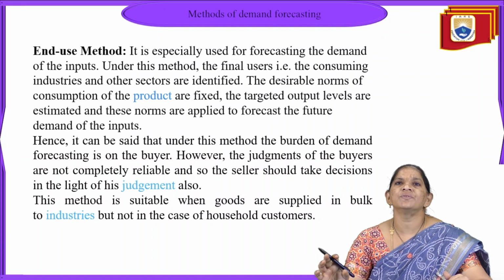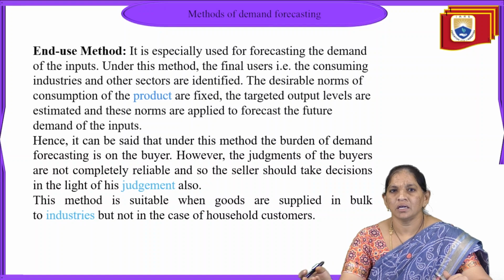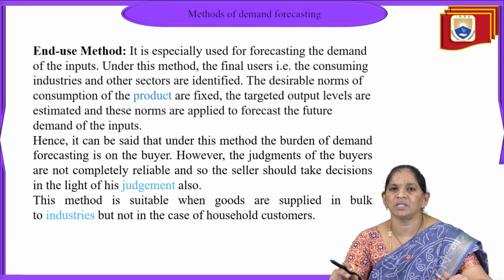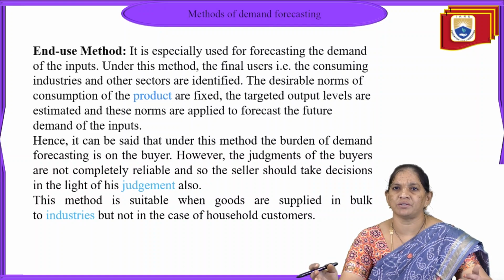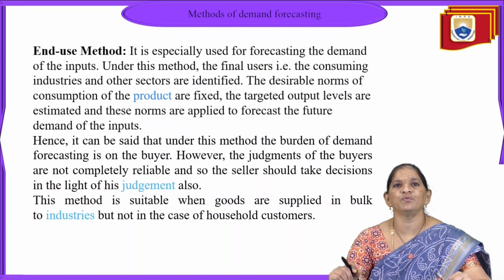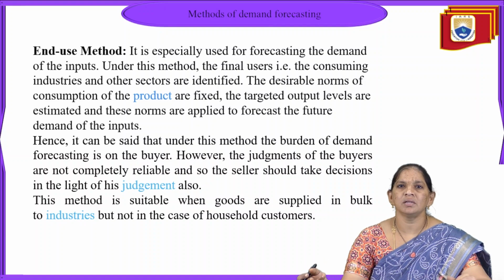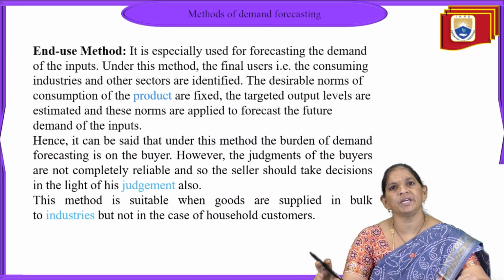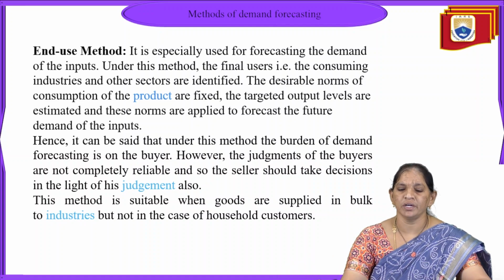The desirable norms of consumption of the products. Why? Because here the norms will be fixed, maybe by the industrial production activity or the factory itself. Maybe they want this amount of material to be purchased, so that desirable amount of consumption will be fixed. Target levels of output are estimated, and these norms are applied to forecast the future demand for the input. Here the industrial buyers have their own target level of estimation of the product, and they also fix what has to be purchased. So based upon that, we can forecast the future demand for the input.